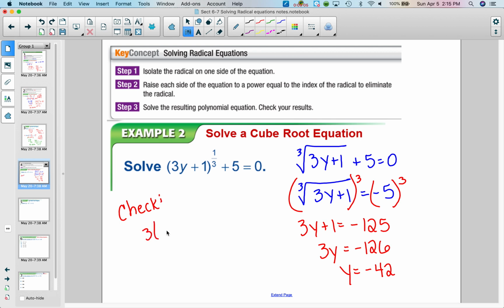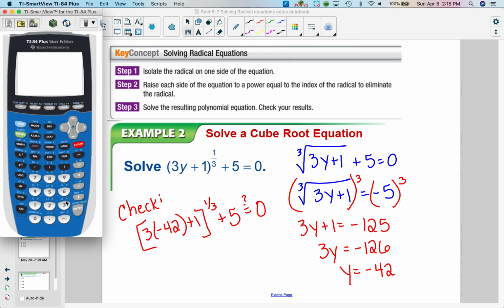So 3 times negative 42 plus 1, I'm taking that to the 1/3 power plus 5, and I want to see if I get 0. Now, I am fine with you using your calculator. Let me find mine.